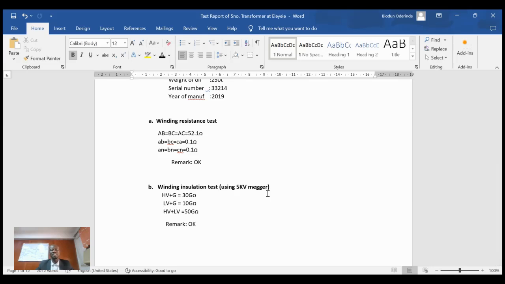But the name is what? Insulation tester. This particular one, the manufacturer is mega, and it has different ranges. There is one of 1 kV, there's one of 2.5 kV, one of 2 kV, 5 kV, and like that. Now like this one, we make use of a 5 kV insulation tester.